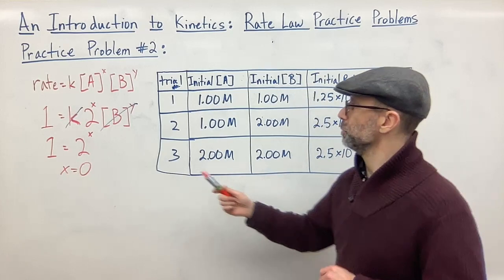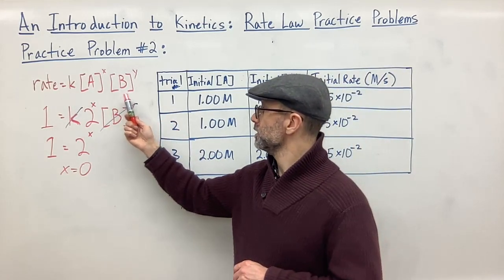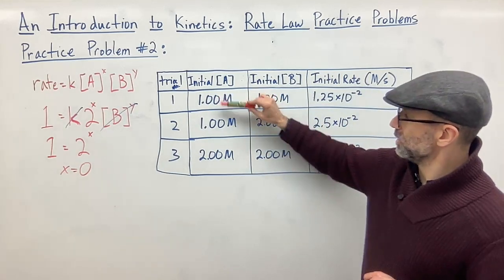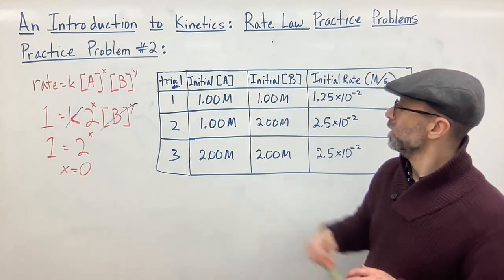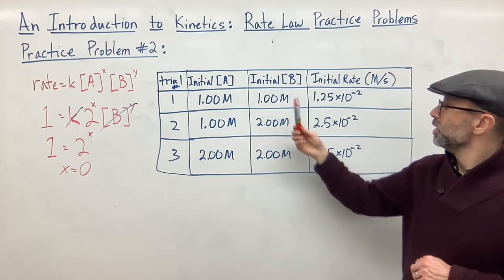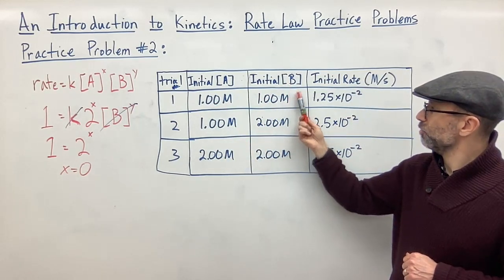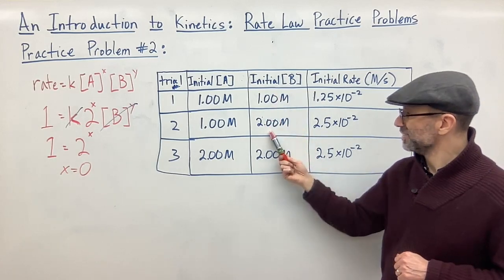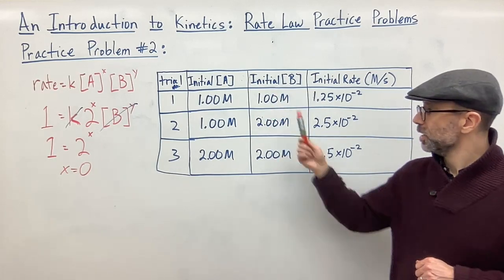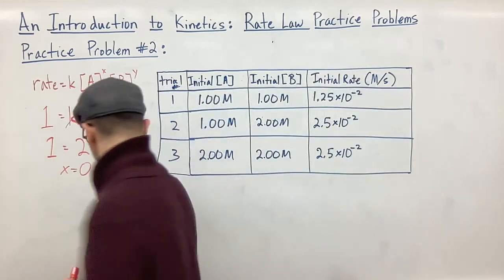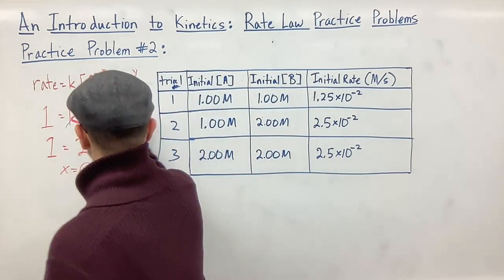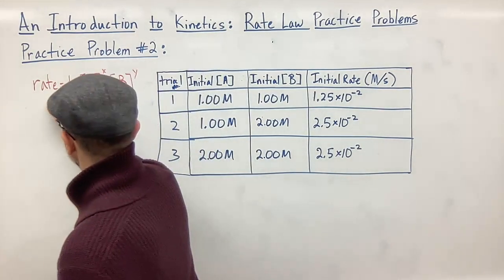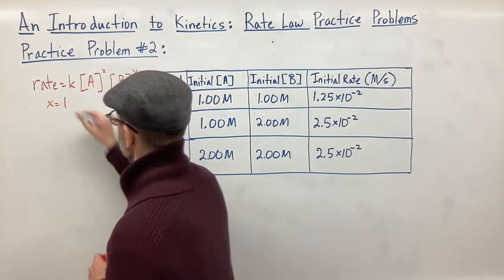All right, now let's look at B. We want to see how B changes, and we're going to keep A constant. So A is constant between trial 1 and 2, so we'll look at trial 1 and 2. Notice that the concentration of B goes from 1 to 2 molar. So that doubles, and we're going to replace B with 2. So let's erase this. We know x is equal to 0.